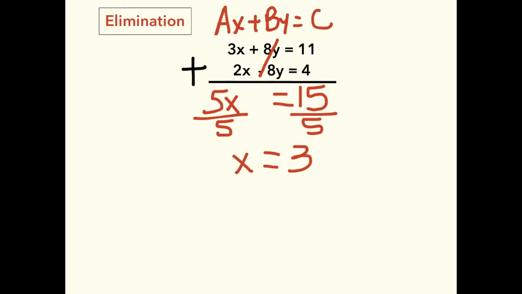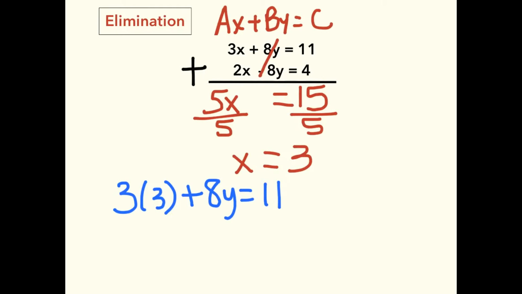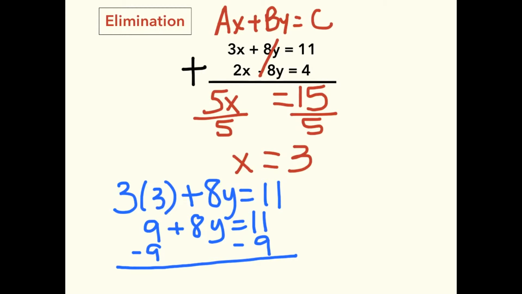Now that we have an x, we can go back to one of these equations. I would always pick whichever one looks easier, and plug this x equals 3 into the x of the equation. I'm just going to do the first one for now. So 3, and instead of putting that x, we know what x is, it's 3, plus 8y equals 11. And now we just solve for y. So 3 times 3 is 9, plus 8y is 11. We want to solve for y, so y is glued there, and we move the 9 over, so we have 8y equals 2.